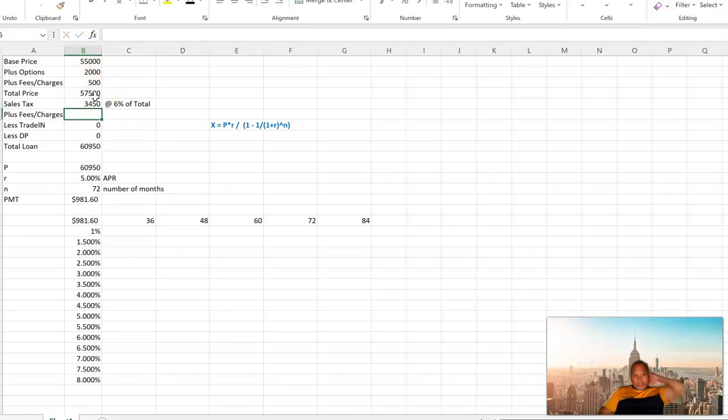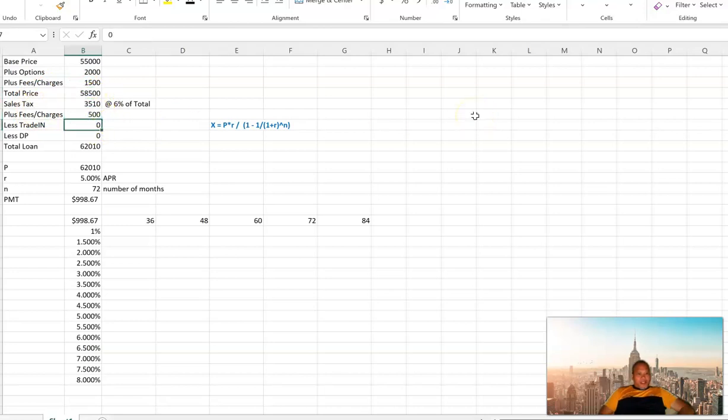Now there will be some other fees that are going to be paid, but they're non-taxable, after the tax. Maybe there are fees for the tags or something. Let's just say this is like 1,500, and this is 500. Notice that because we're putting some functions in here, the numbers will change automatically.